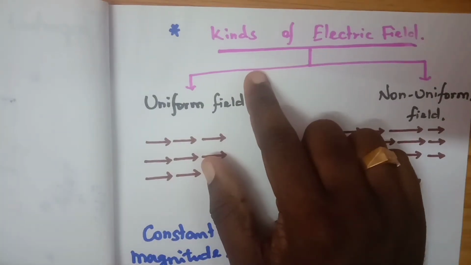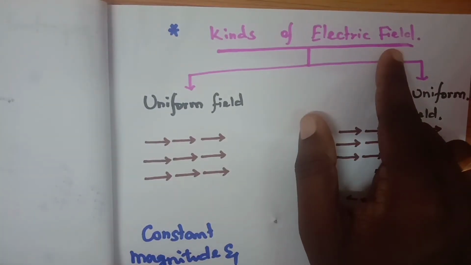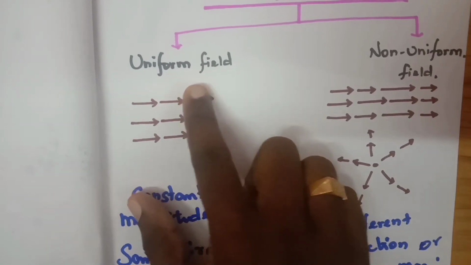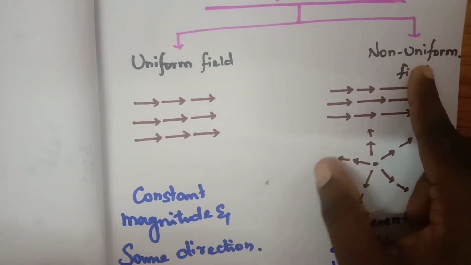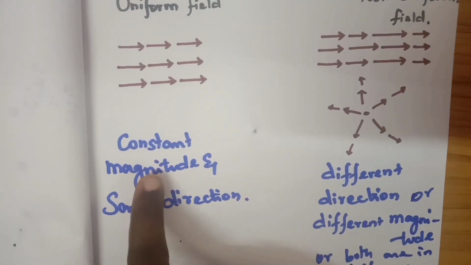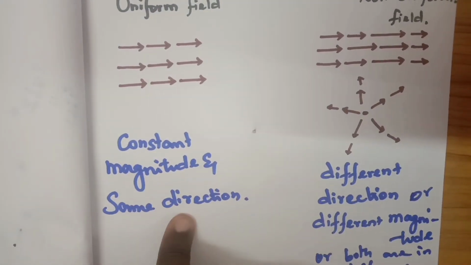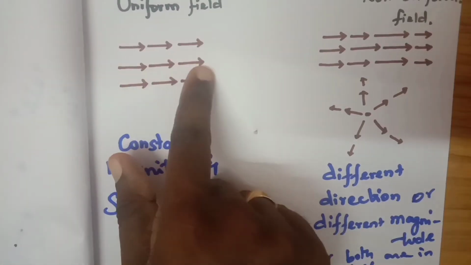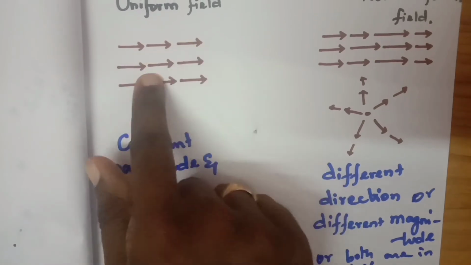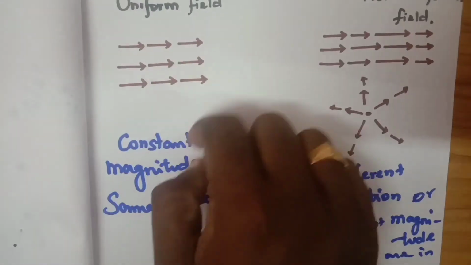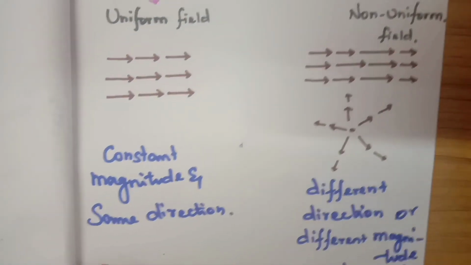So finally, an important aspect: kinds of electric field. There are two kinds of electric field. One is uniform electric field, another is non-uniform electric field. Uniform electric field means it has constant magnitude and the same direction. If the arrows have the same magnitude and are pointing in the same direction, that is why it is known as uniform electric field.